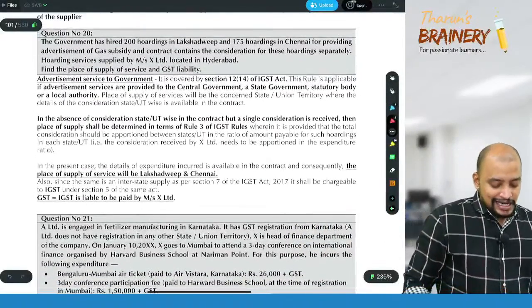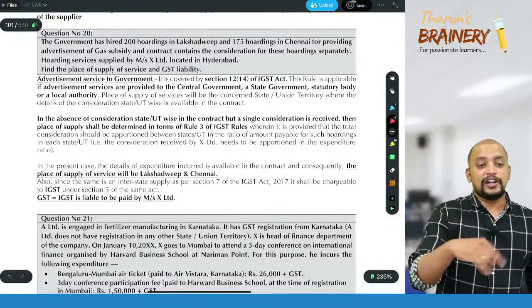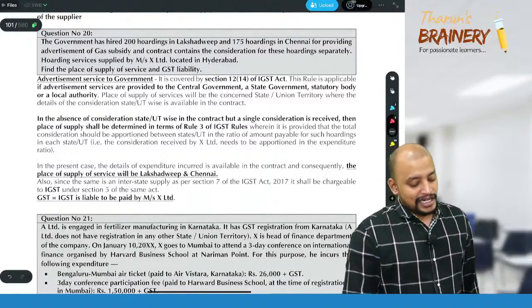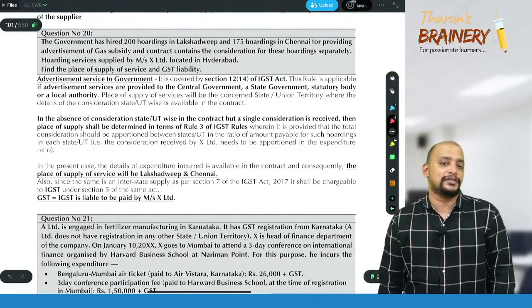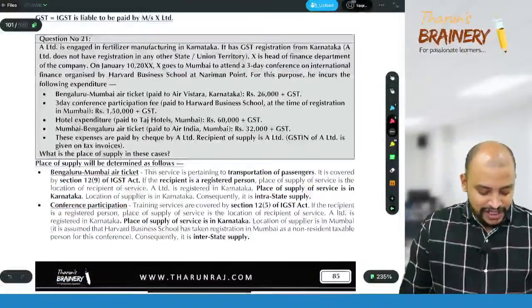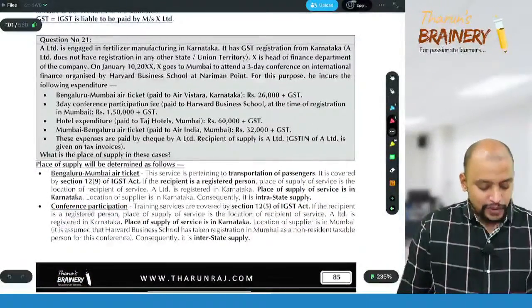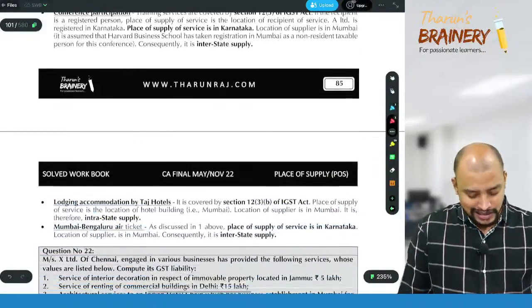Then, but in this case, it will be one place of supply only, already it is given. So accordingly, it will become interstate supply. Why interstate supply? Supplier is located in Hyderabad, due to that reason. Then question number 21, you can take for practice. It's a very good question. You try that.